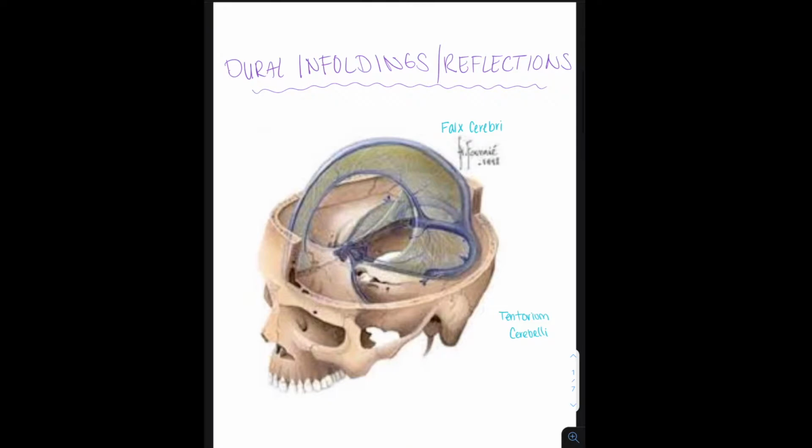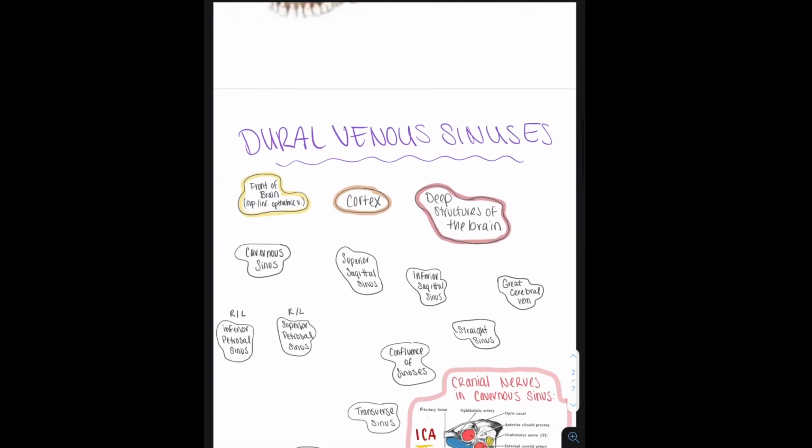The meningeal layer of the dura mater creates dural infoldings, dividing the cranium into different compartments. The two we will focus on here are the falx cerebri and the tentorium cerebelli. The falx cerebri runs along the longitudinal cerebral fissure and separates the two cerebral hemispheres. The tentorium cerebelli separates the two cerebral hemispheres from the cerebellum.